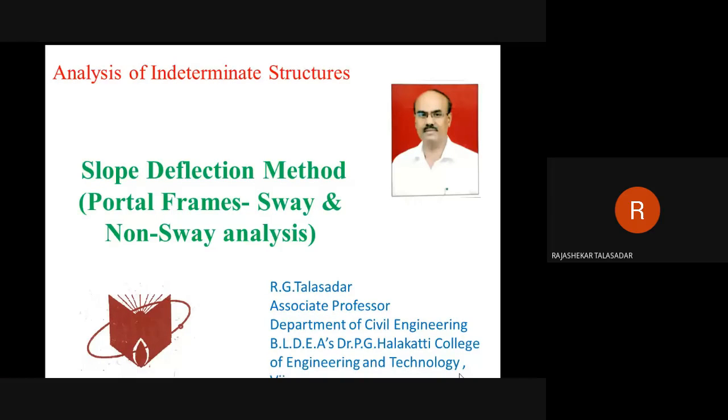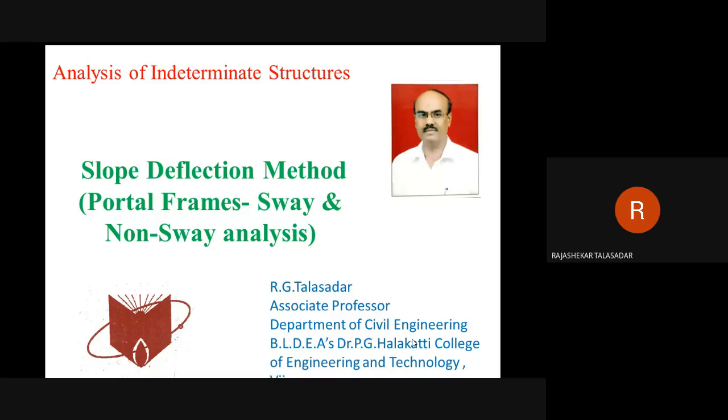So today, so far we have taken the slope deflection method applied for continuous beams, having supports at the same level in the beginning. Later on, we took the yielding of supports in the form of rotation as well as settlements. So today we will start with the rigid jointed frames.